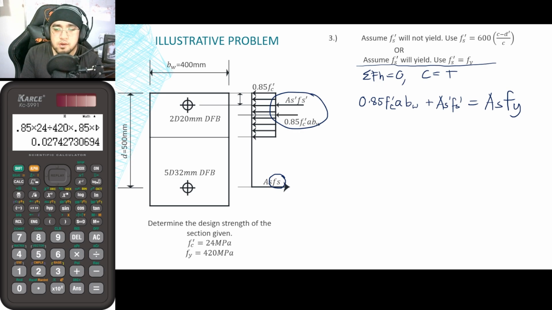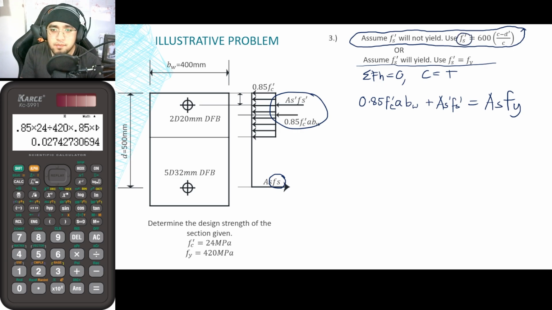Okay. So next up, let us now solve for C, but in my assumption here, guys, I will be assuming that it will not yield. So this is my assumption. I may be wrong, I may be right, so let us check. Since it will not yield, I will be making use of this particular formula: Fs prime is equal to 600 times (C minus d prime) all over C.